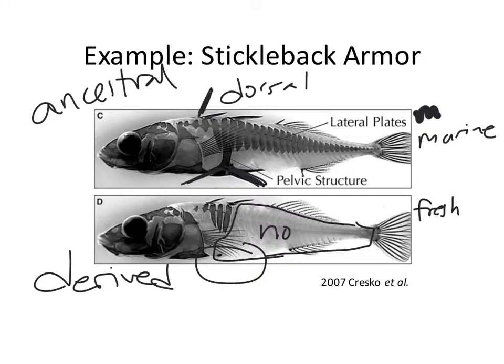Okay, so maybe there's a change in the type of predator, the number of predators in the freshwater environments from the marine environments. So there must be a trade-off. Metabolic cost, so it could be metabolic cost. It might be expensive biochemically to produce that armor and the pelvic spines. So there could be a trade-off there. If you don't need the armor, why use the energy to produce the armor?